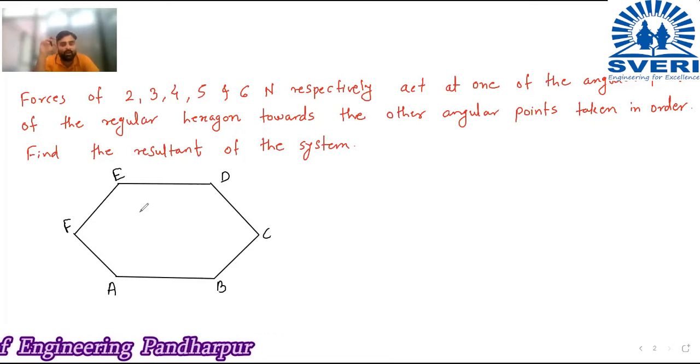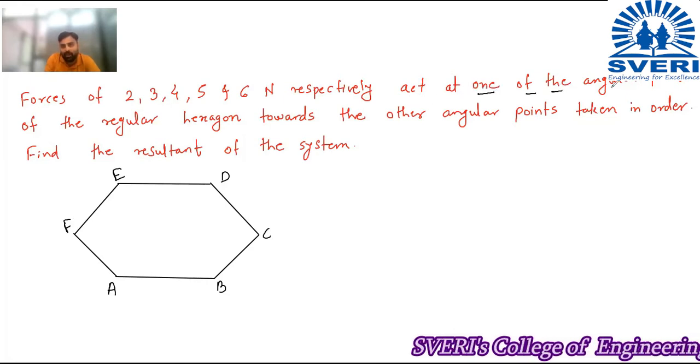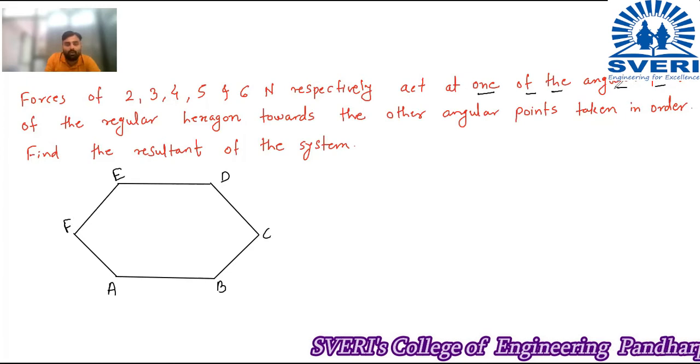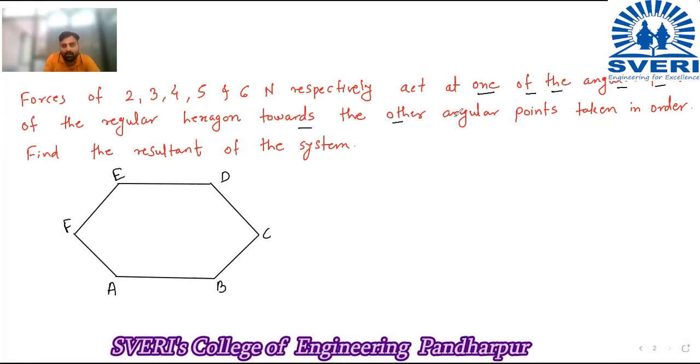So these points are called as angular points. Now what they have told us in the numerical, all these forces 2 to 6, all these forces act at one of the angular point, okay, of the regular hexagon towards the other angular points.